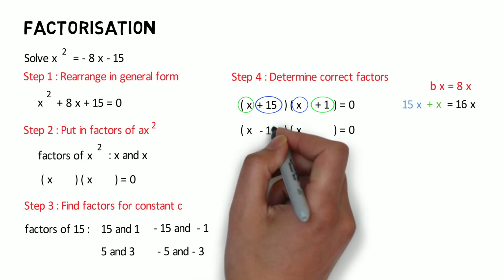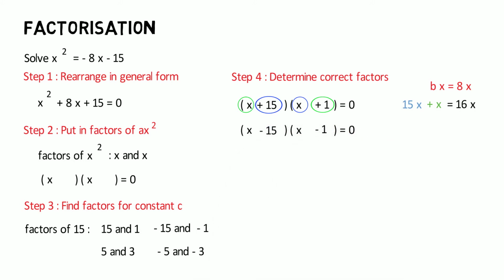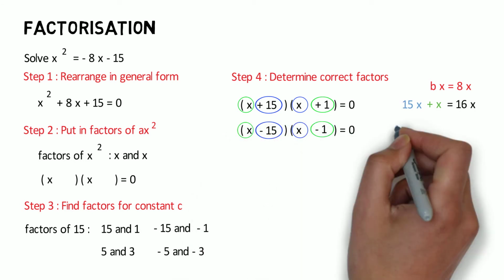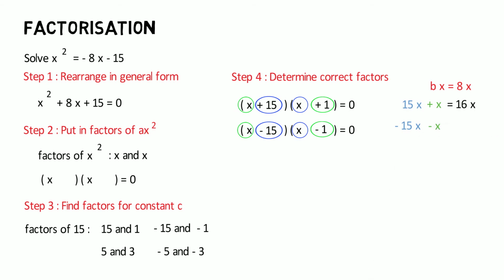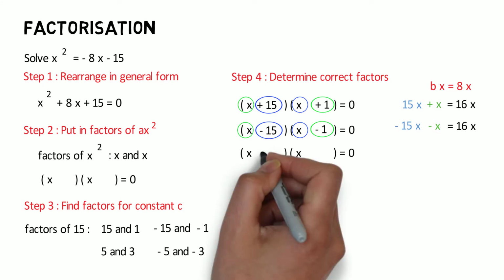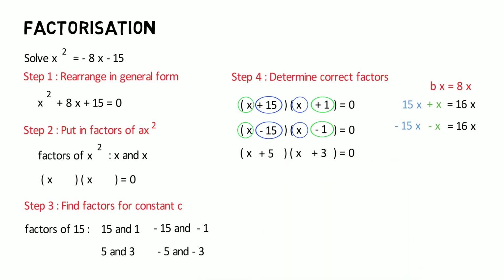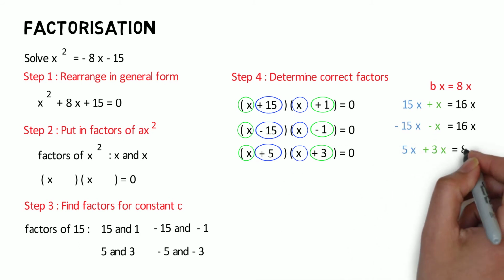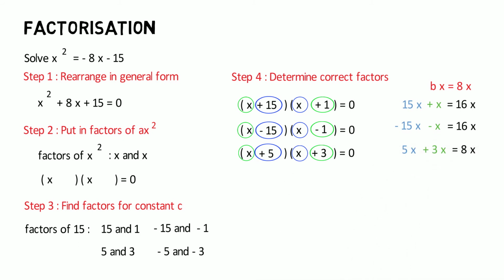So let's try negative 15 and negative 1, and after multiplying the terms and adding them up together, we get negative 15x minus x is equal to negative 16x. So these factors are also incorrect. So let's try 5 and 3, multiply the terms and add them up together, and we get 8x, which is equal to bx. So that means the correct factors are 5 and 3.